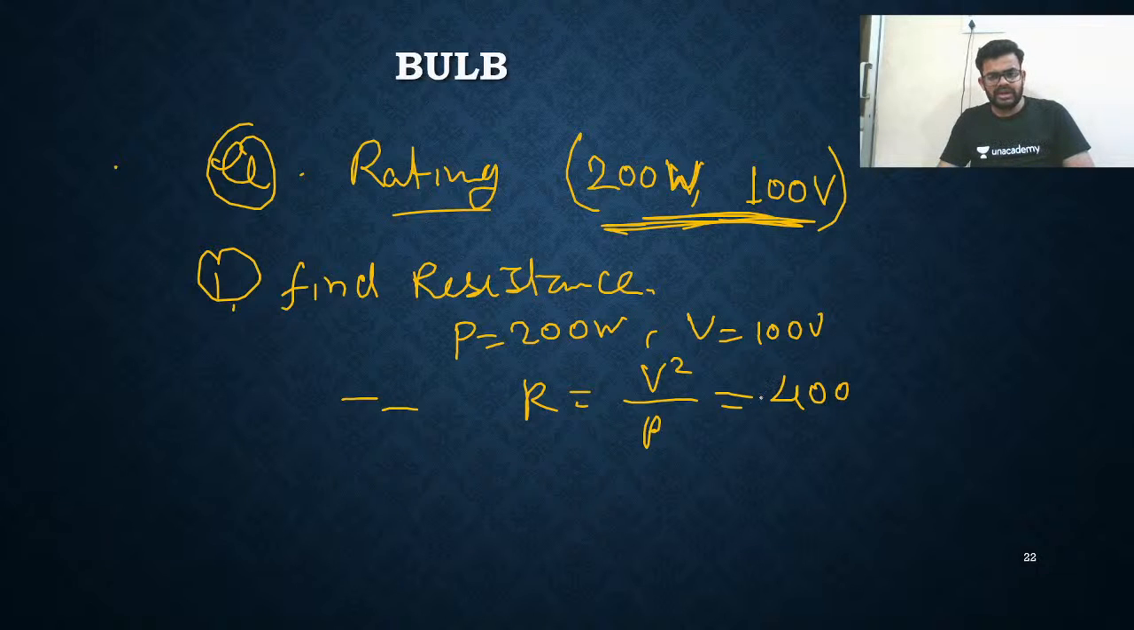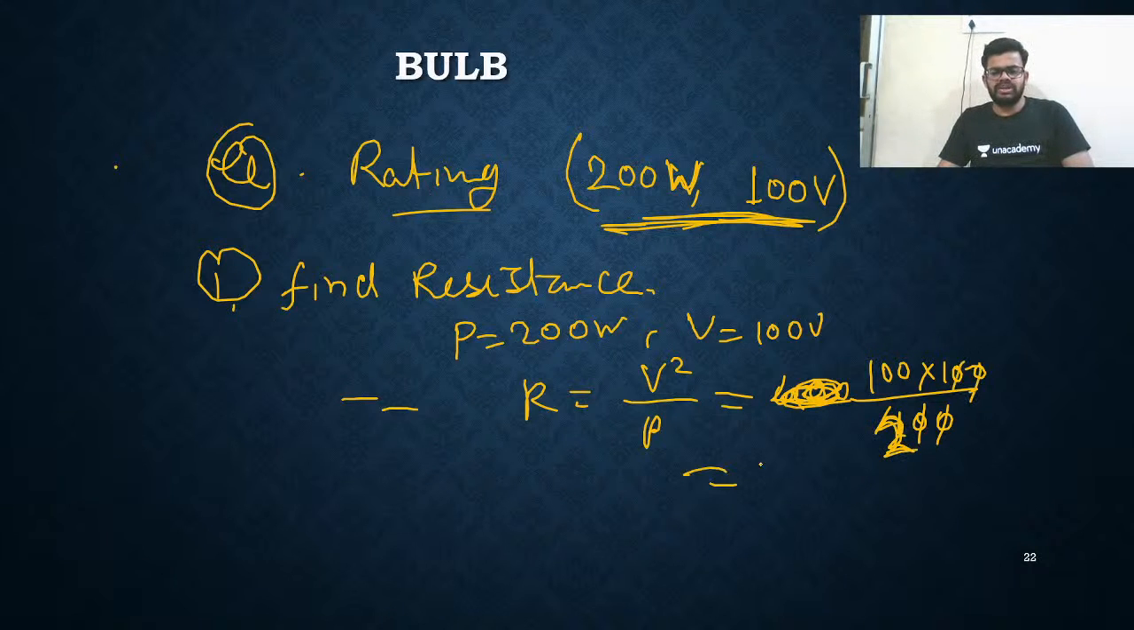Are you getting V square? Yeah, sorry, V square upon P. So you are getting 100 into 100 divided by 400. Very good. If you solve this, what you'll get? This is 200, not 400. Sorry. So 50 ohm only. You got 50 ohm. Okay.